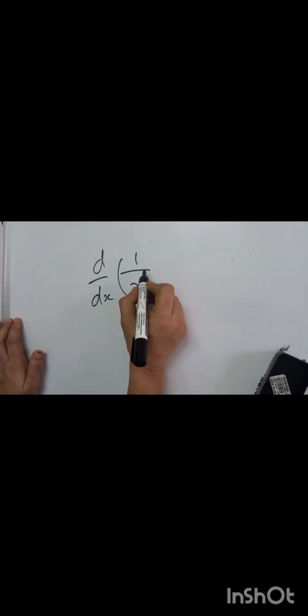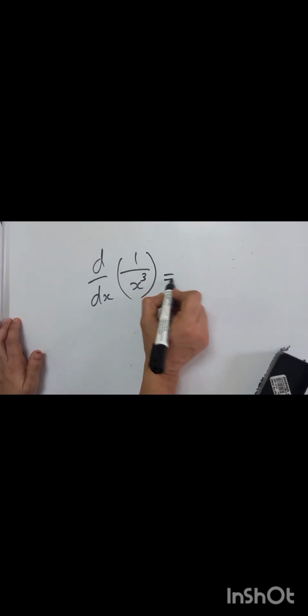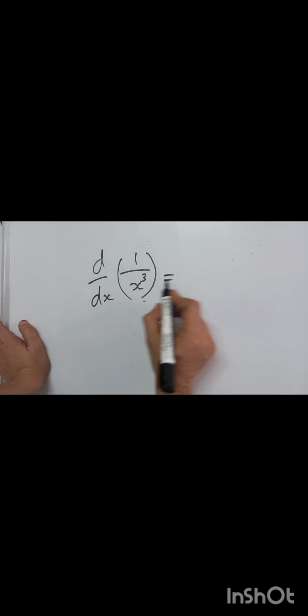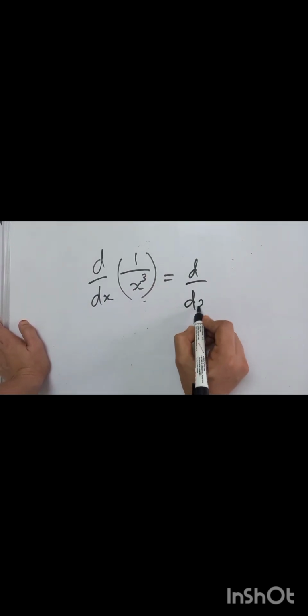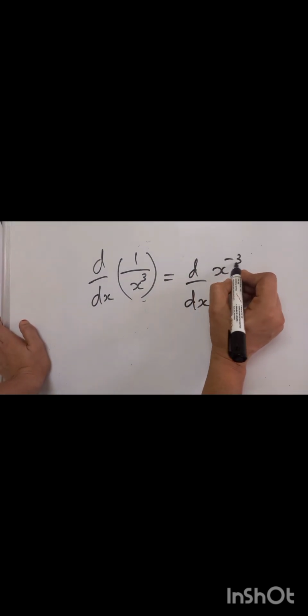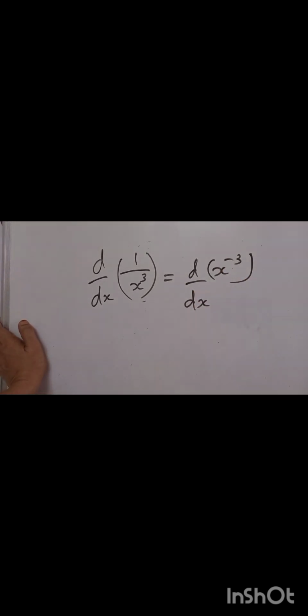Now instead of 1 by x, if it is given as 1 by x to the power 3, what you have to do? The similar steps you have to follow. Here 1 by x to the power 3, you can write it as x to the power minus 3. Okay, and then you can follow the power rule.